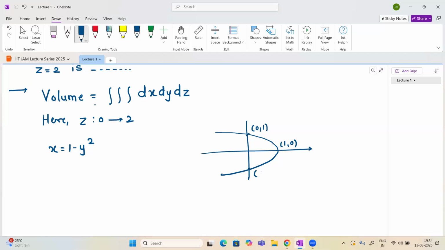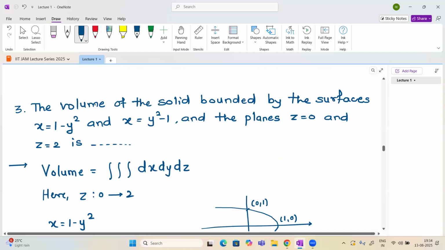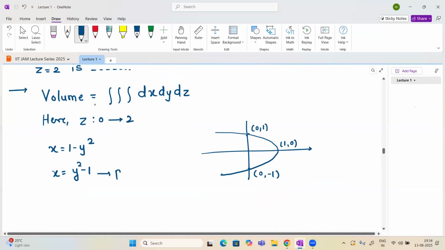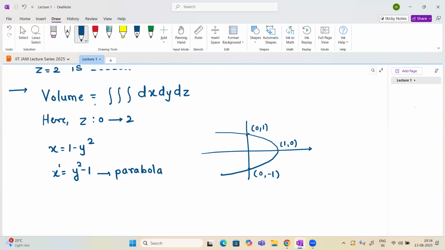And here 0, comma minus 1. So simply we have to try for the next parabola, x is equal to y square minus 1. Agree with me? It is again a parabola because the power of x is 1 and power of y is 2. So tell me, the parabola is symmetric about which axis? Positive x-axis. Exactly. The reason is the sign of x is positive. So that's why the parabola is symmetric about the positive x-axis. That means the parabola will look like this.